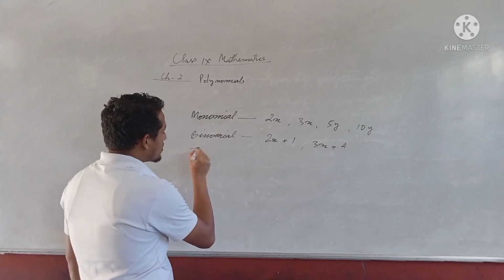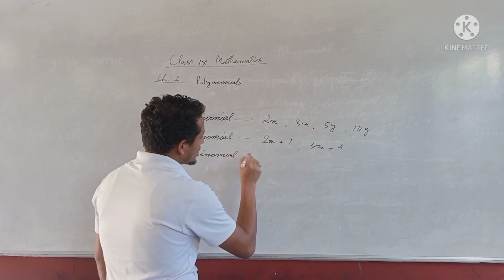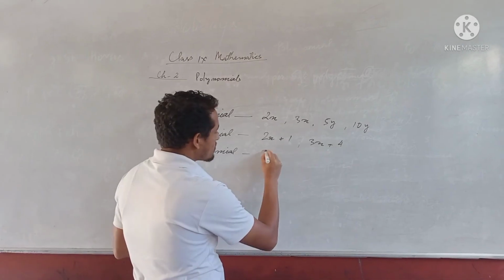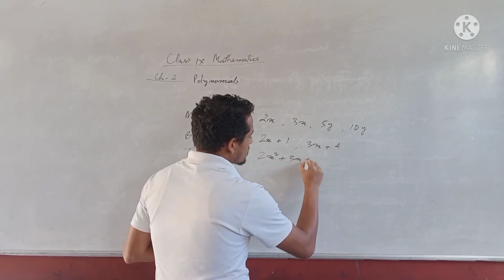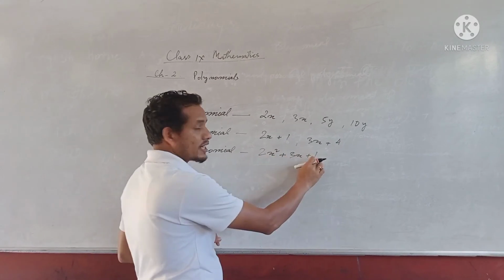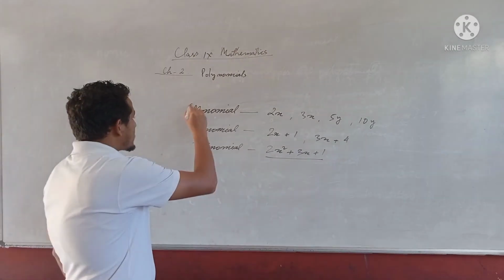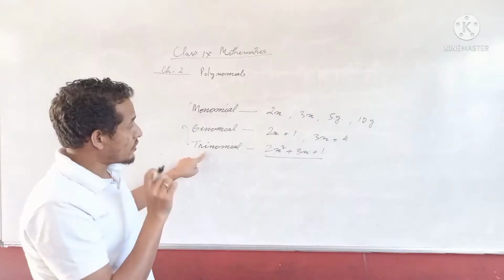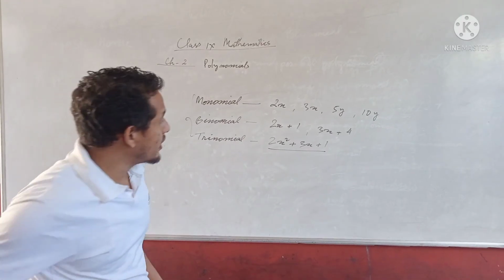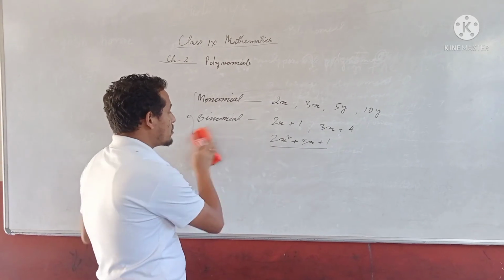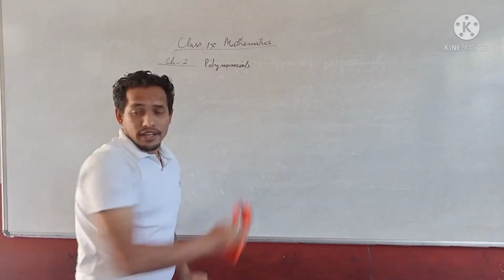Again one more, that is trinomial. Trinomial means with three terms. Example 2x square plus 3x plus 1. So it has 1, 2, 3 terms. This type of polynomial is called trinomial. These are the types of polynomial identified in terms of the number of terms, like 1 term, 2 terms, 3 terms.